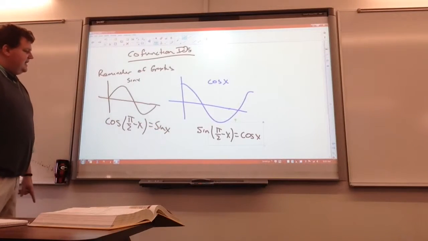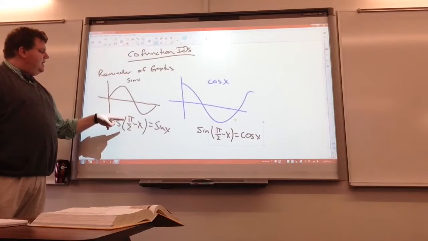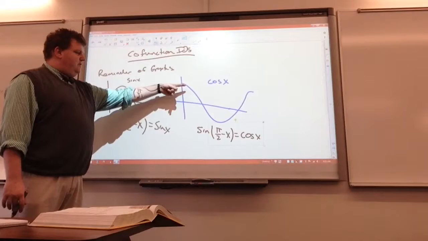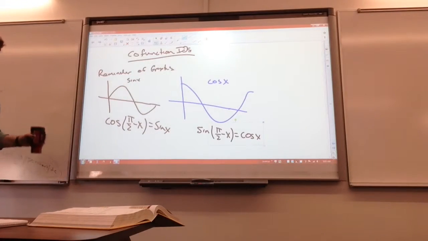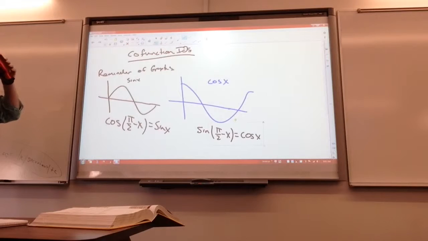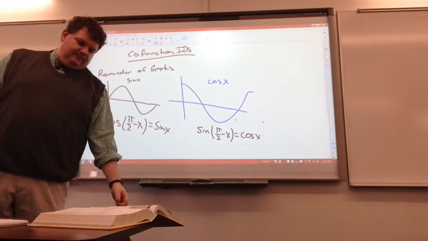Should it again be a plus? No, because if you clean this up, it's saying we're yanking this thing over in the direction we want it to be. So those are two cofunction identities.